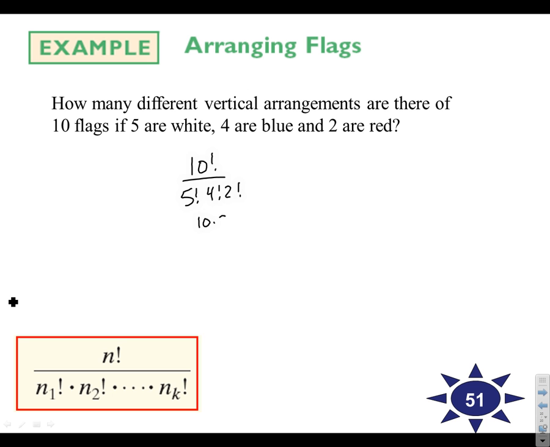So 10, 9, 8, 7, 6. Once we hit 5, we're going to cancel. 4 times 3 times 2 times 1 times 2 times 1. Let's see what we can cancel here. 4 times 2 is an 8, and 3 times 2 is 6. So it's 10 times 9, which is, let's go the other way. 9 times 7 is 63, times 10 is 630. All right, 51 is yours to try, and that will do it.